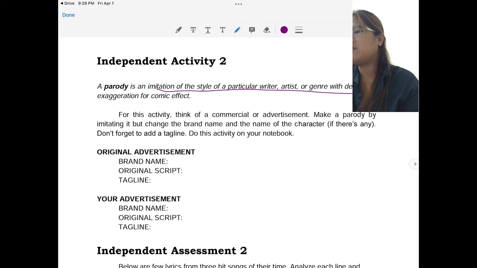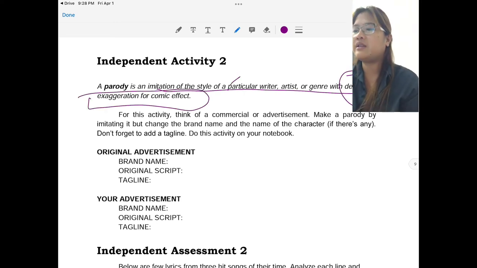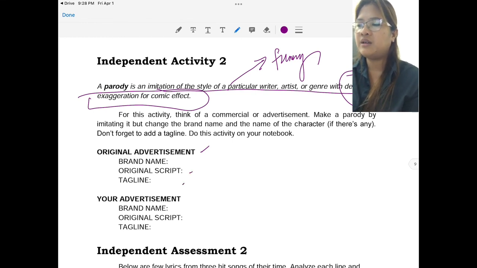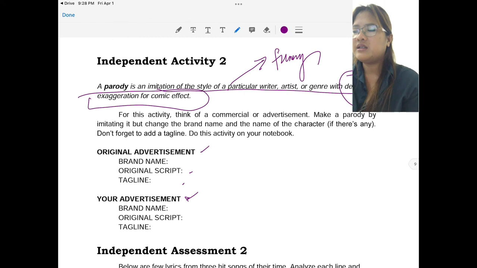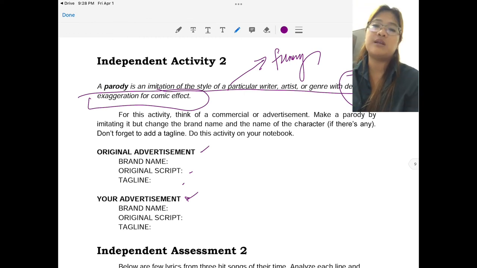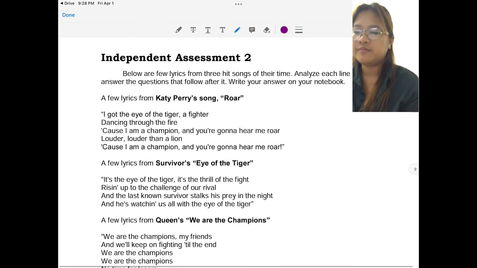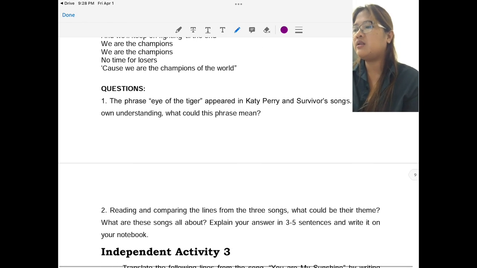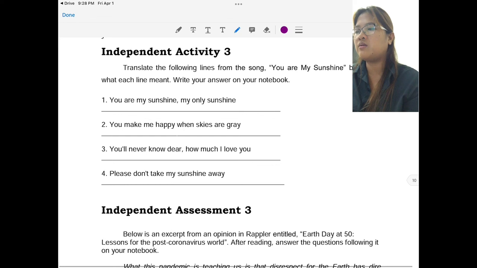Parody is an imitation of the style of a particular writer, artist, or genre with deliberate exaggeration for a comic effect. It's intended to be supposedly funny, okay? So, original advertisement, brand name, original script, tagline, then your advertisement. So, for example, from McDonald's, you make it McDolibee, something like that. So this one, you analyze the songs. You can do that on your own.